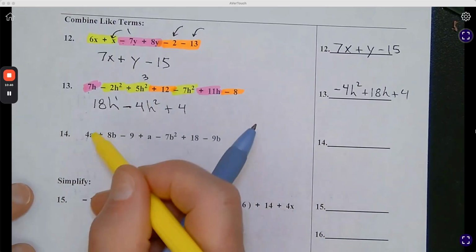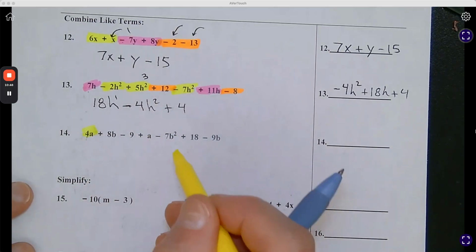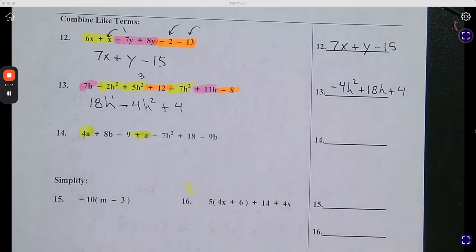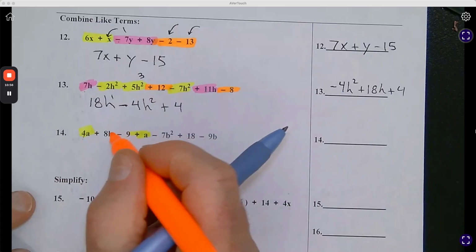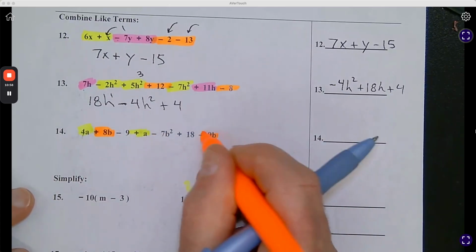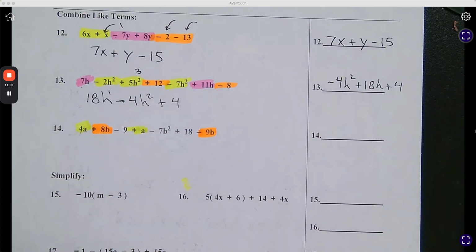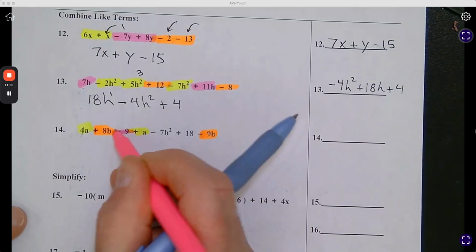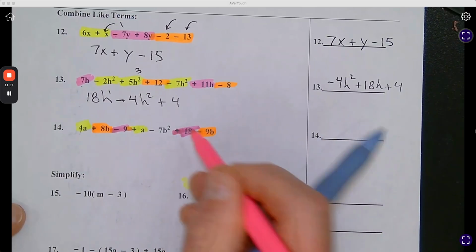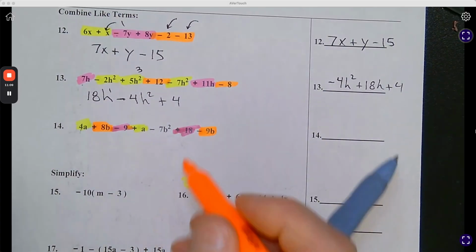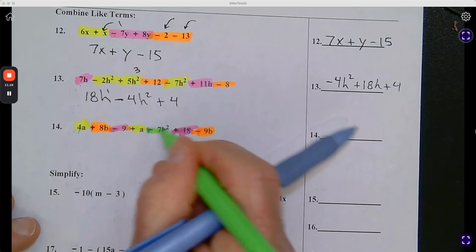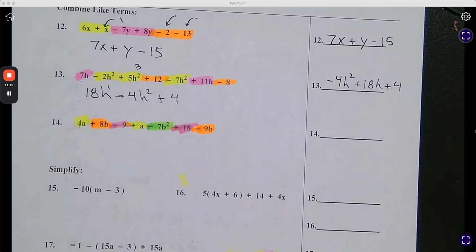Let's go. Here's an A. Here's an A. There's no more A's. Here's a B. Here's a B. No more B's, because B squared is not like B. Not the same category. There's a constant. There's a constant. Oh, I didn't really get this negative with it, so I'm going to go back. I want to make sure you see that. And then the last term, let's do it in green, is negative 7b squared, or minus 7b squared.